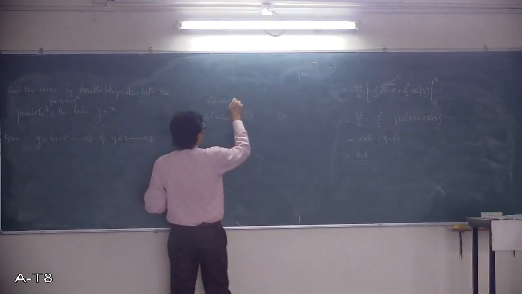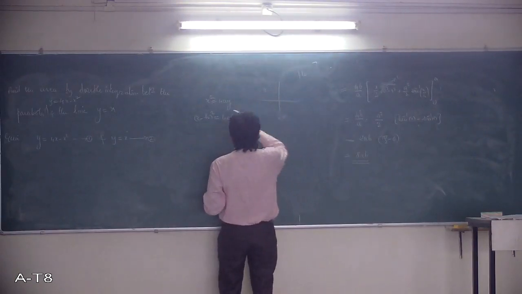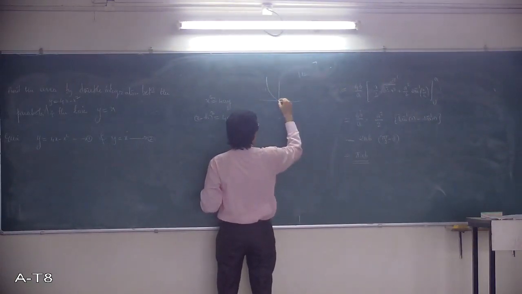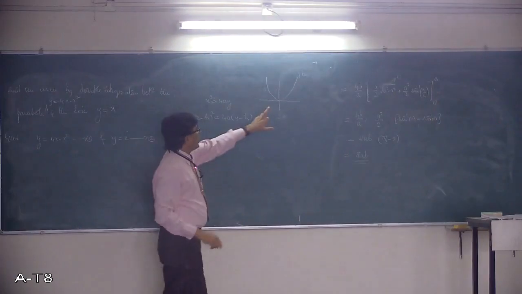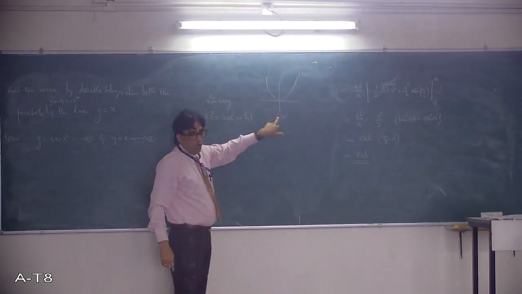So now what is the figure here? You can see that in this term, the vertex of the parabola is the origin. The axis is the y-axis.